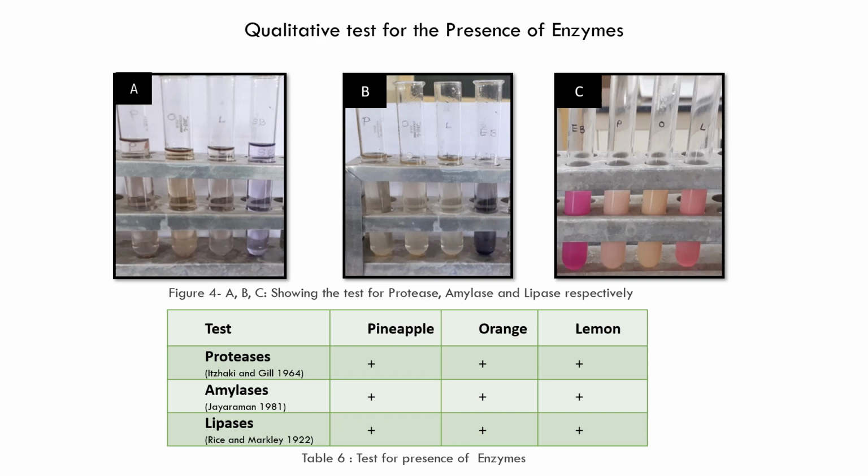Similarly, in amylase test, starch was used as a substrate and iodine was used as an indicator. In the enzyme blank, you can see that there is dark color indicating the presence of starch. In the samples that were treated with pineapple, orange and lemon bioenzyme, you can see that there is no dark coloration, indicating that the starch was broken down, thereby confirming the presence of amylase.